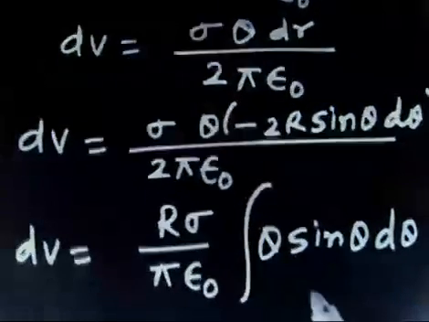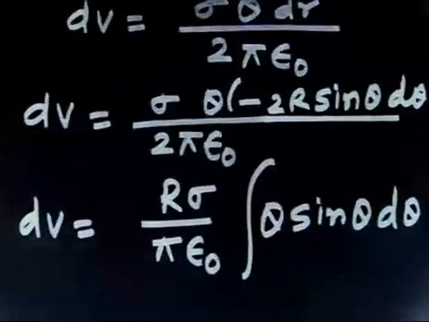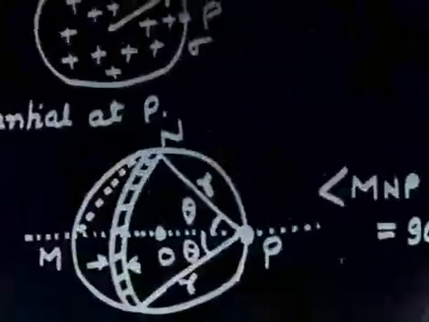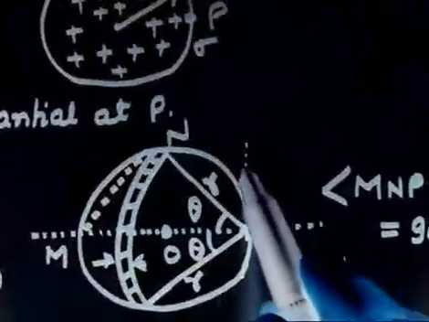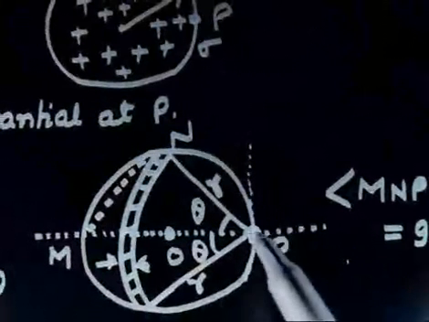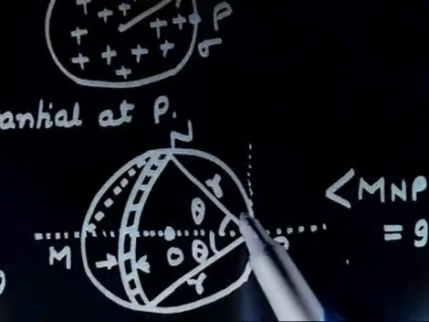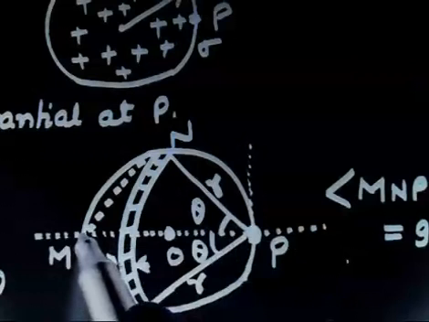Now I have to integrate. So I have to integrate theta. So you see, when theta is equal to 90 degrees, that is this point, I will get this point. So when theta is 90 degrees, I am somewhere here, that is this point. Theta decreases. That is, when theta is equal to 0, I will have here. Are you getting or not?